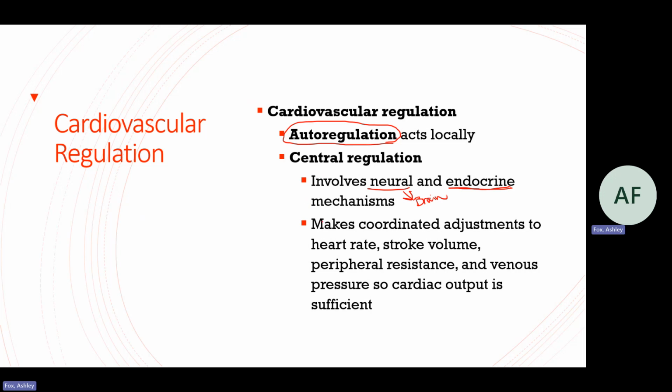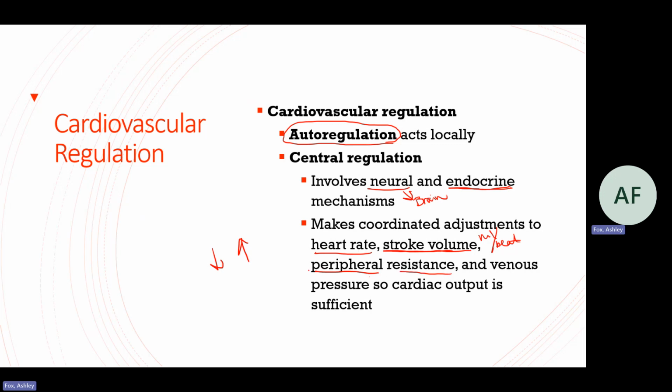So what do the brain and the hormones do? They'll adjust your heart rate. We know parasympathetic is going to decrease your heart rate. Sympathetic is going to increase your heart rate. Stroke volume: we can increase the mils per beat that are going out of the heart. And peripheral resistance is going to be our major one. So heart rate and peripheral resistance are going to be the major ones.